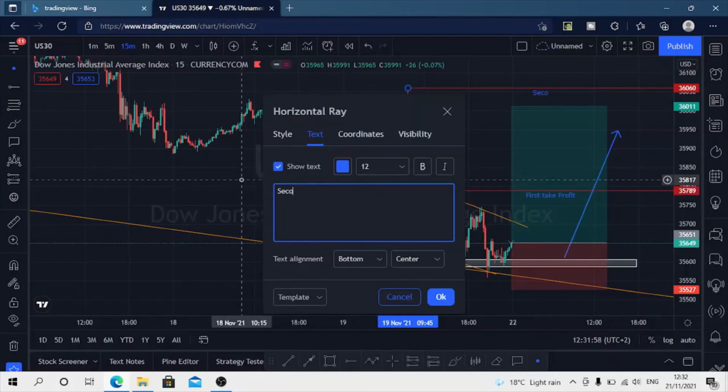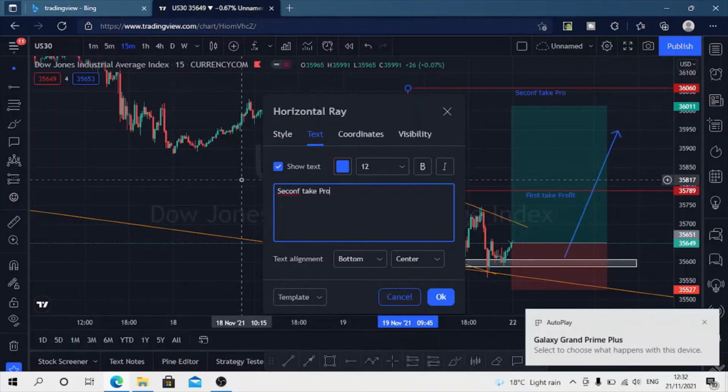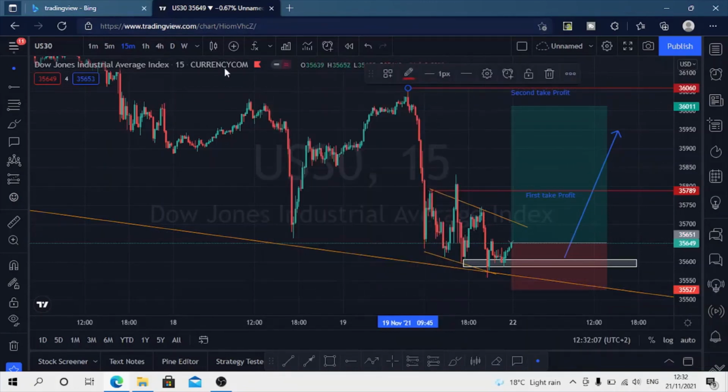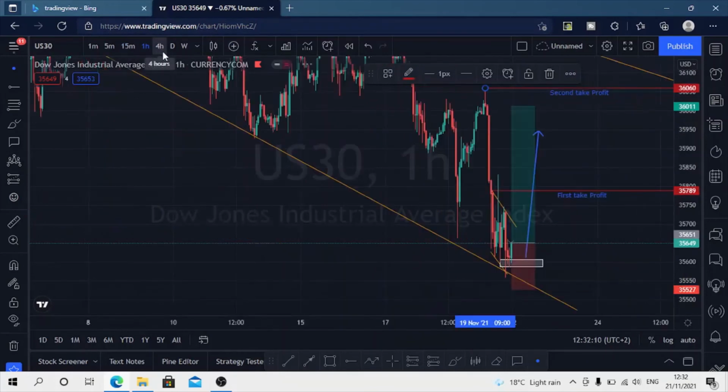This can be our second take profit. Yeah? So let us zoom back towards the 4 hour.